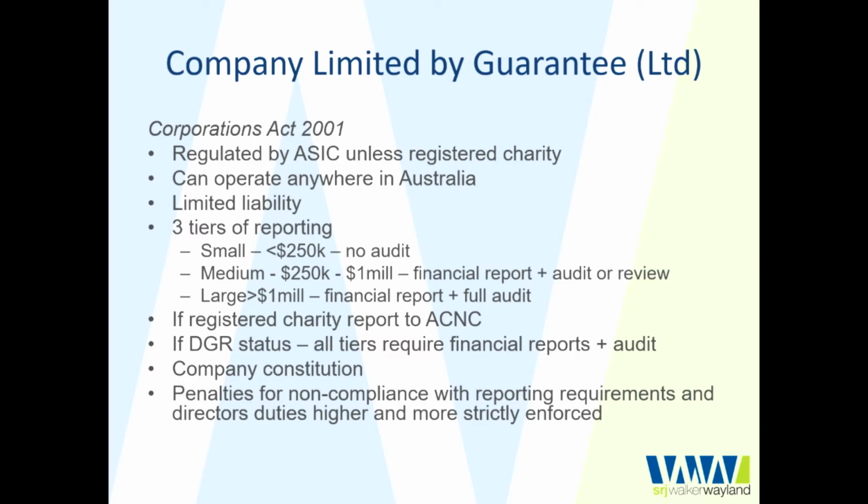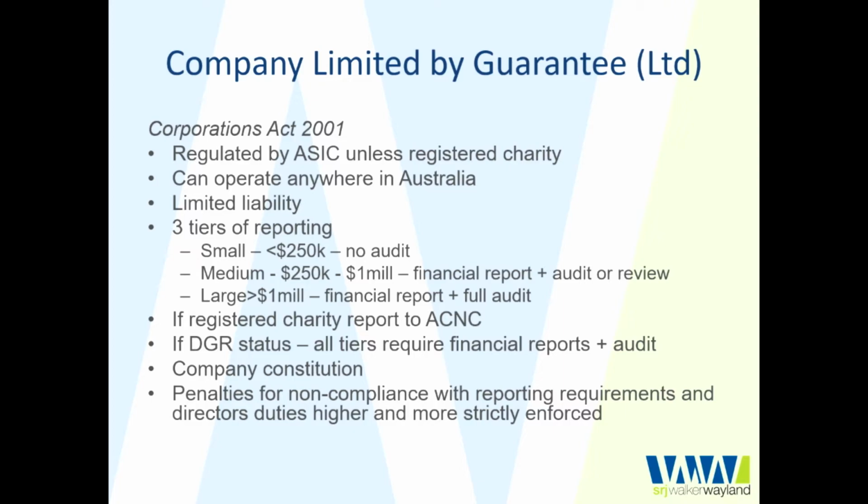The second type of most commonly used organisation in the not-for-profit world is a company limited by guarantee. This one is governed by the Corporations Act 2001. So there are much more stringent reporting and compliance requirements if you are set up or established as this particular entity. So it's regulated by ASIC unless you are a registered charity, and then you're regulated by the ACNC. You can operate anywhere in Australia, you have limited liability, and there are 3 different tiers of reporting depending on the size of your not-for-profit organisation. Your reporting and audit requirements, again, are based on your turnover. However, if you're a small not-for-profit, certainly in the startup phase, there's no audit requirement.